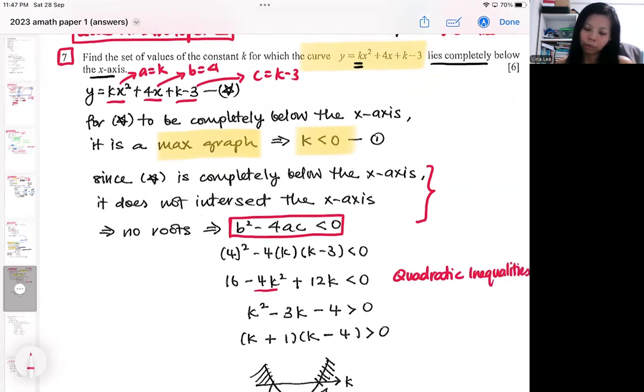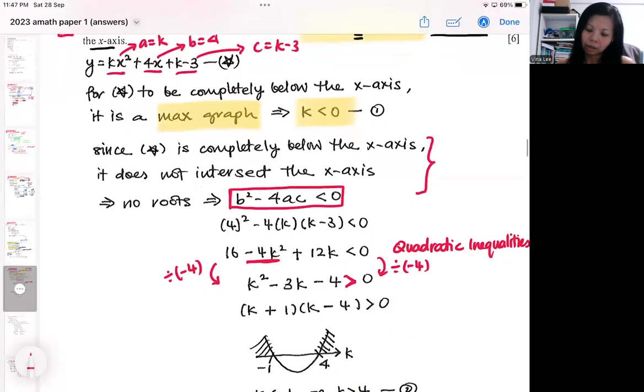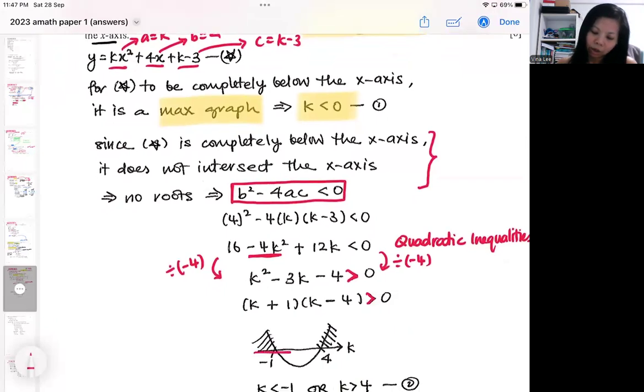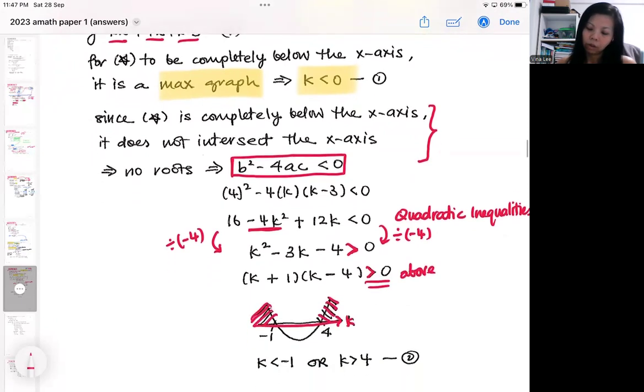For me, if I see a negative coefficient in the quadratic inequality, I prefer to simplify. So I choose to divide by -4. When you divide by -4, please remember to reverse the sign. Then you factorize and shade the part that is above, so you shade above the k-axis. So it leads you to this second set of answers.